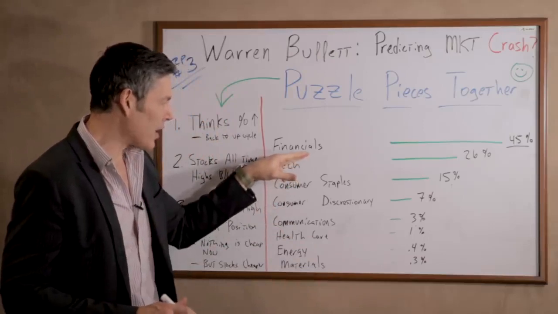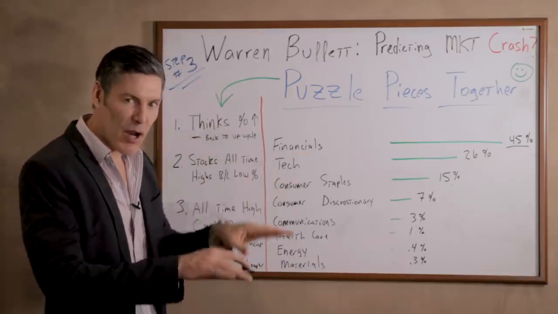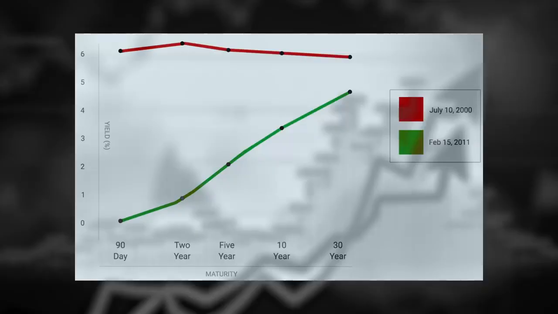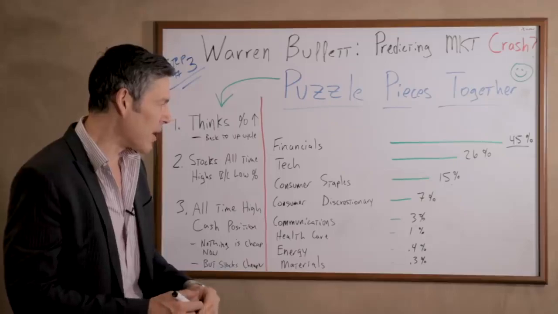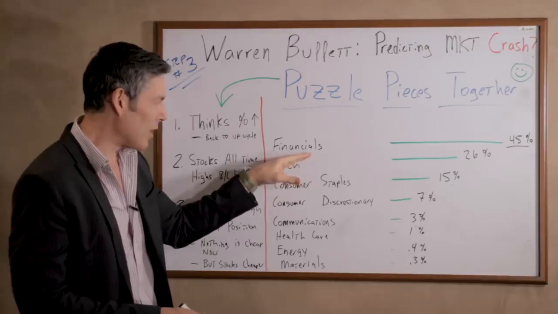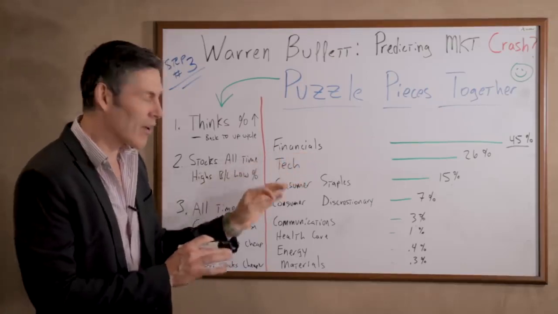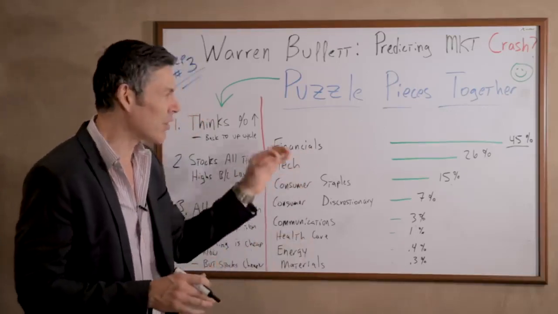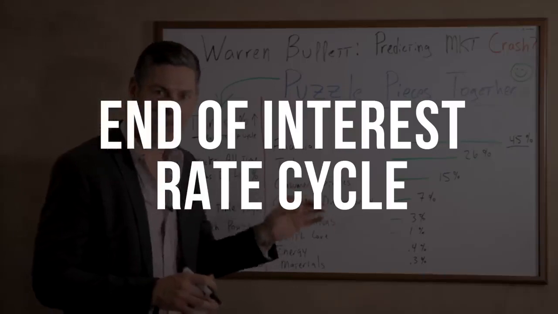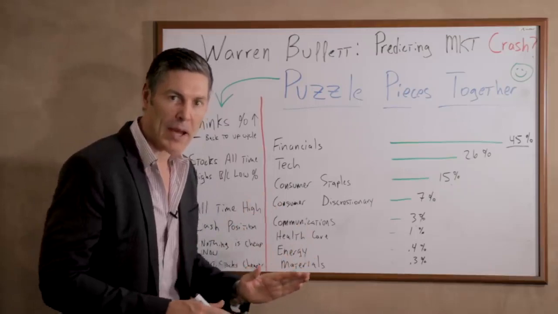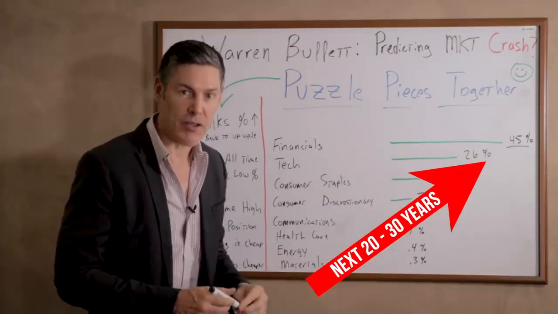What happens to financials when interest rates go up and down? If interest rates go down, especially if that yield curve flattens out, it's a lot harder for financials to make money. If that yield curve steepens, if long rates go up, then it's easier for financials to make money. What Buffett is doing right here is he's showing us his cards. He's showing us that he thinks that we're at the end of that interest rate cycle and that interest rates will start to turn around and go back up for the next 20 to 30 years.